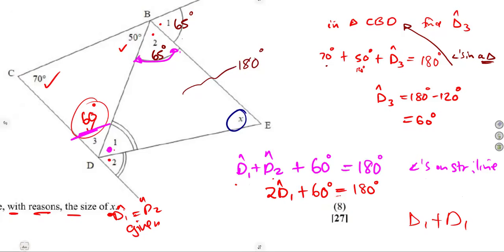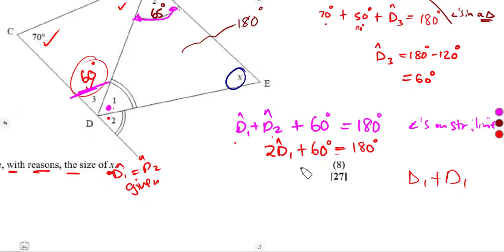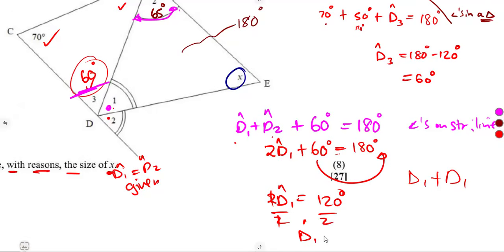Let us solve for angle D1 by taking the 60 to the other side, which is going to be a negative. So that's 180 minus 60, which is 120 degrees. So 2 angle D1 is equal to 120 degrees. Divide by 2 by 2. Our angle D1 is going to be 60 degrees. So angle D1 is 60, angle D2 is 60. This is 60 degrees, this is also 60 degrees. They are equal, all of these.